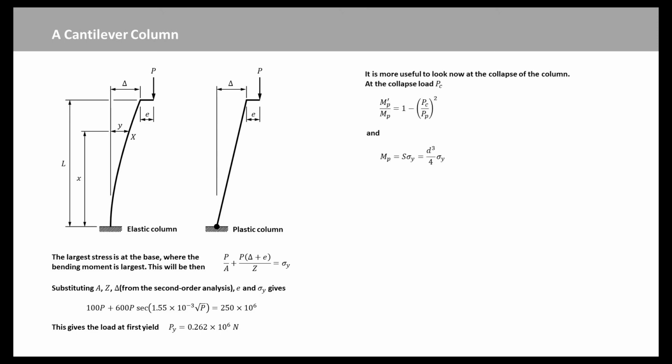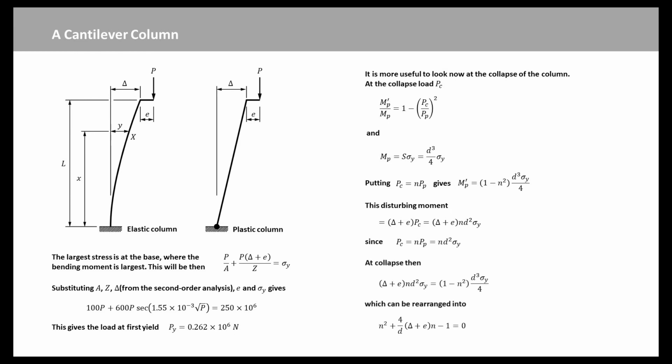At the collapse load Pc, we have this equation, and MP equal to d cubed over 4 times sigma y for a rectangular section. Putting Pc equal to n times Pp, it gives MP dash expression. The moment of the collapse load Pc about the base causes the rotation of the column. This disturbing moment is shown here, since Pc equal to n times d squared times sigma y. At the point of collapse, the disturbing and resisting moments are equal, because the column is in equilibrium. At collapse, then, we have this equation.